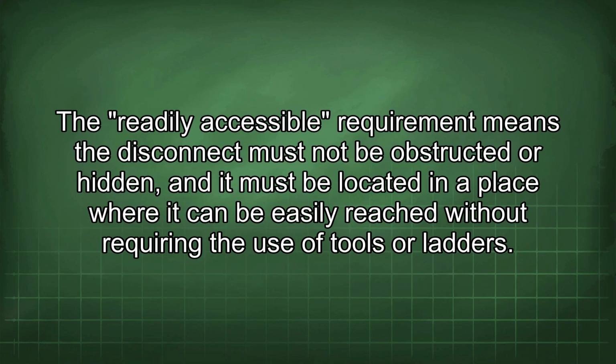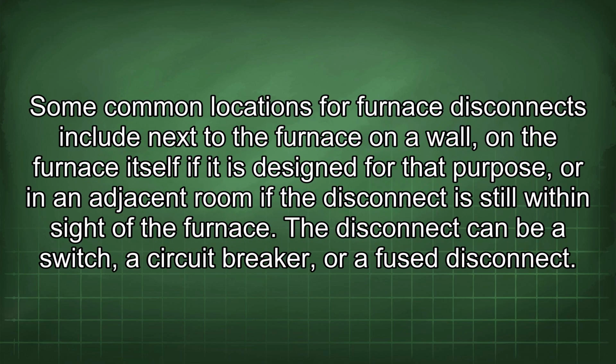The "readily accessible" requirement means the disconnect must not be obstructed or hidden, and it must be located in a place where it can be easily reached without requiring the use of tools or ladders. Some common locations for furnace disconnects include next to the furnace on a wall, on the furnace itself if it is designed for that purpose, or in an adjacent room if the disconnect is still within sight of the furnace.